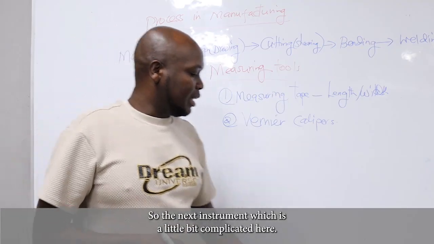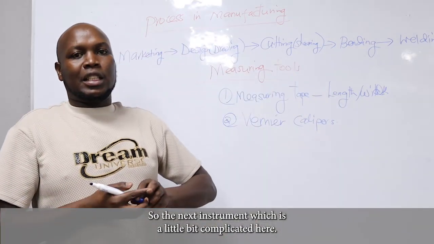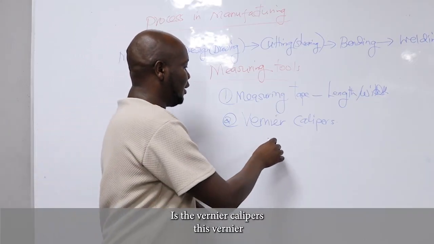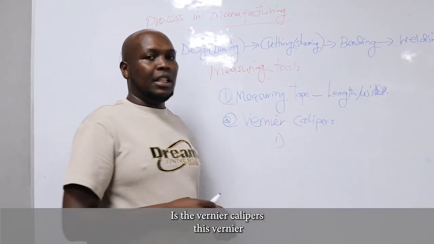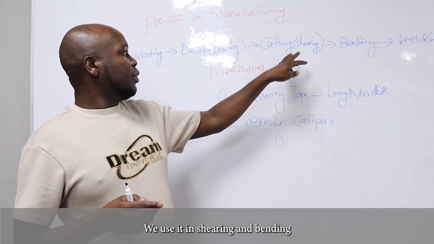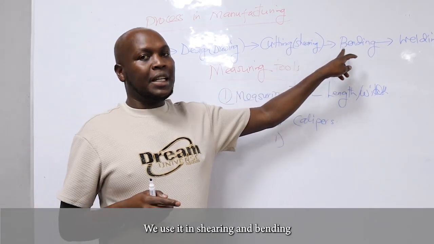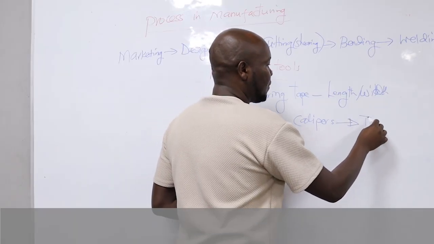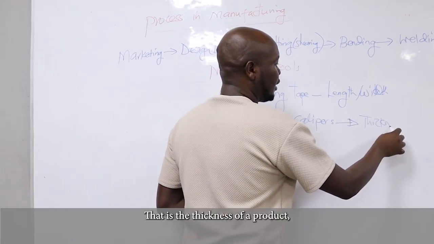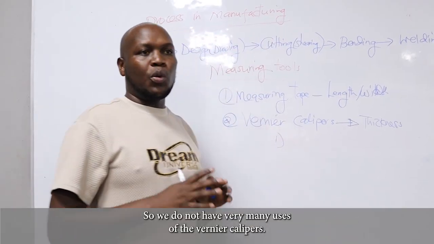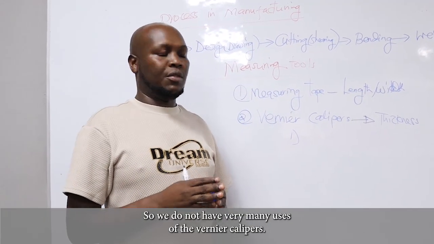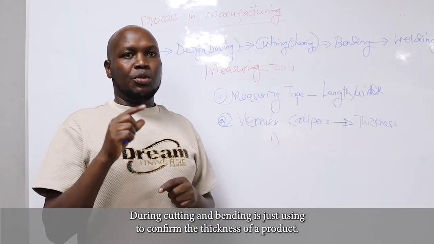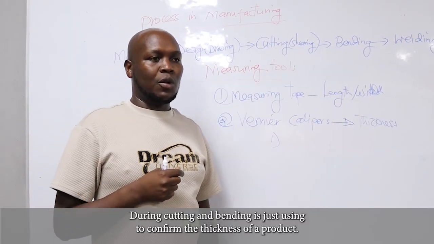The next instrument, which is a bit complicated and might take a lot of time to discuss, is the vernier calipers. In shearing and bending, we use the vernier calipers only to confirm one parameter, and that is the thickness of a product. So we don't have very many uses of vernier calipers during cutting and bending. It's just used to confirm the thickness of a product.